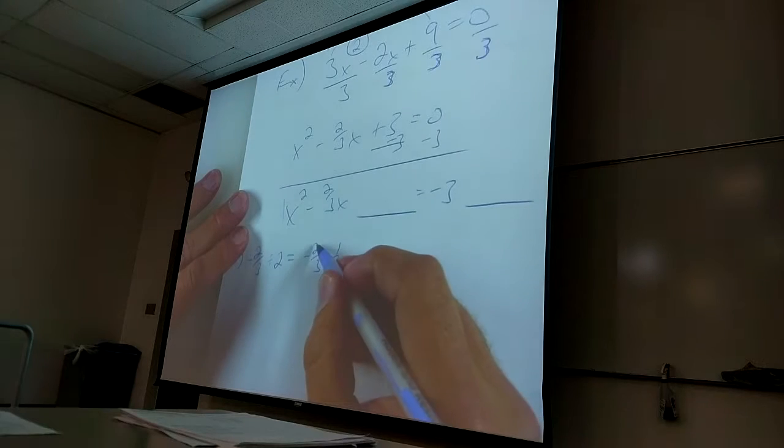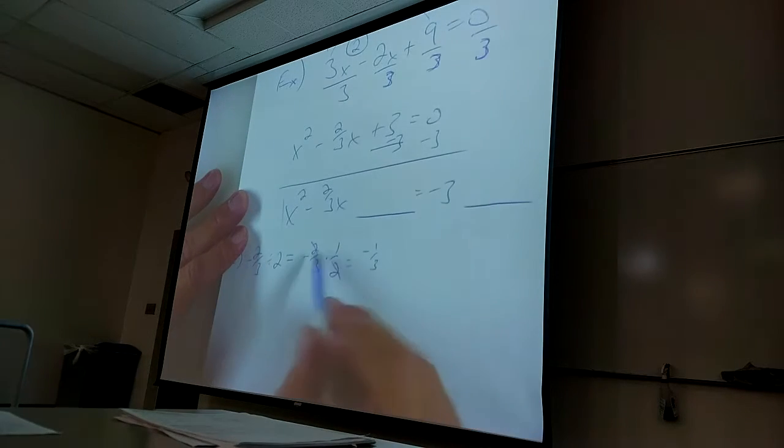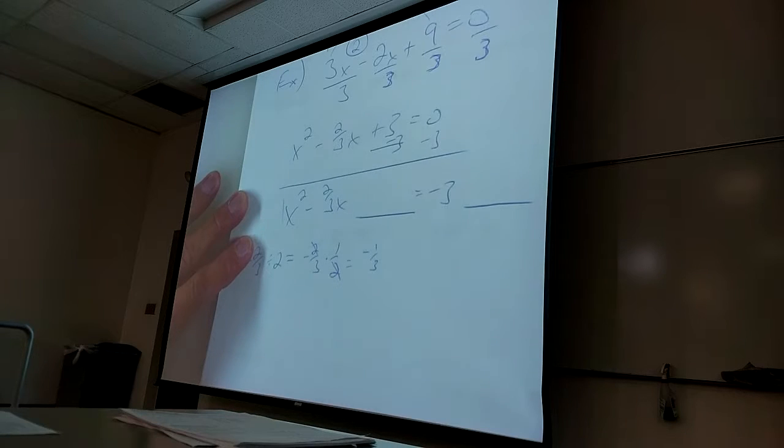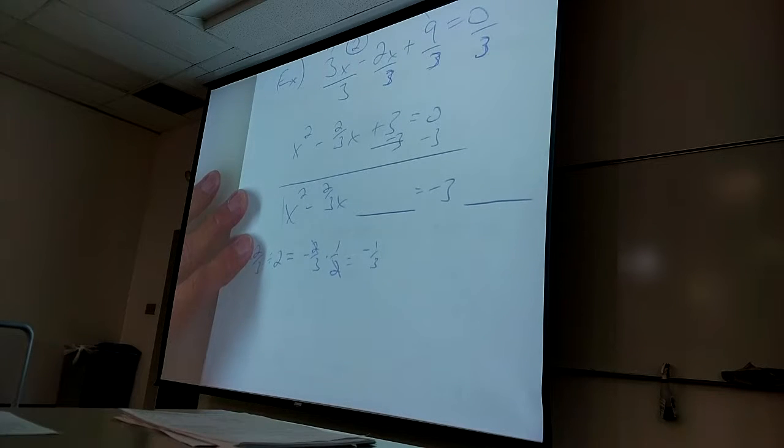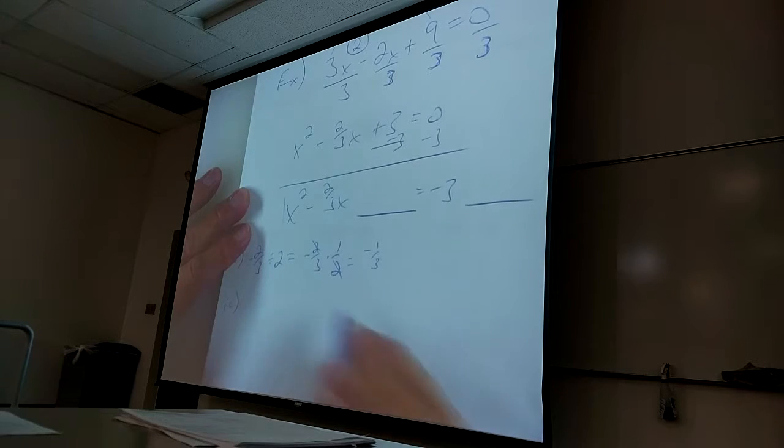So what do I need here? Yeah, you get negative 2/6, which reduces to negative 1/3, or you kill the 2's to begin with. And then the second step is, take whatever I got and square it. 1/9.